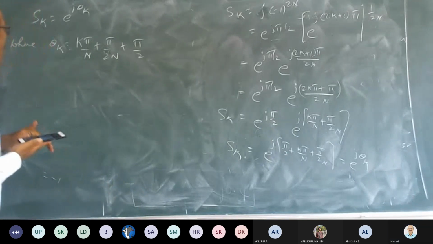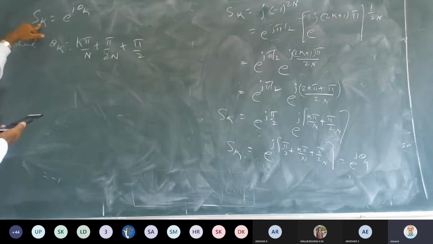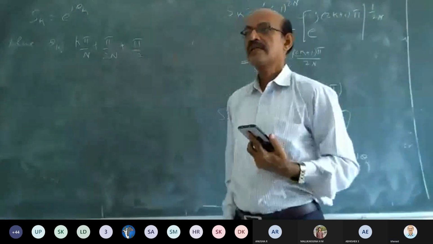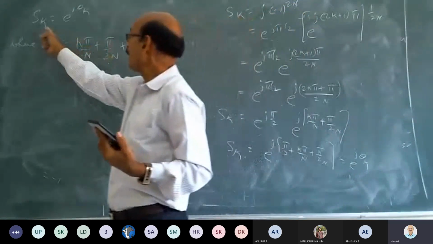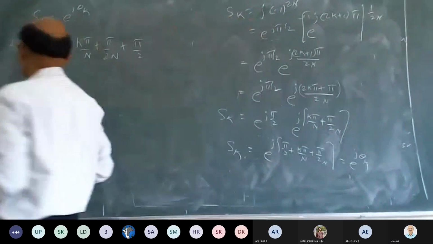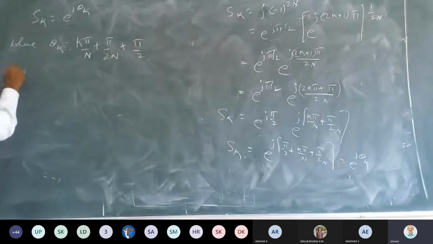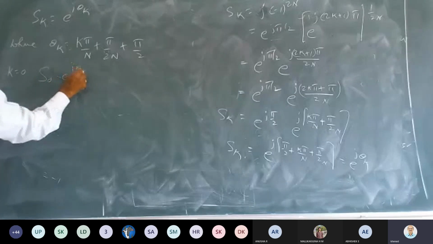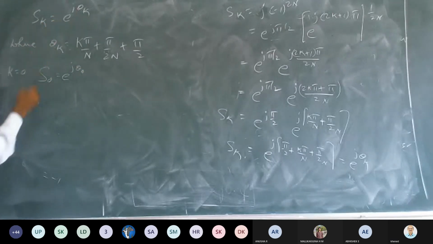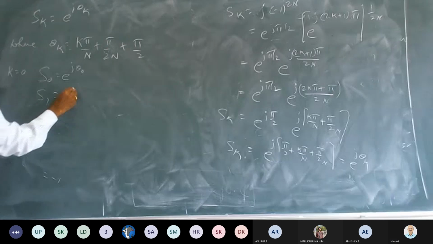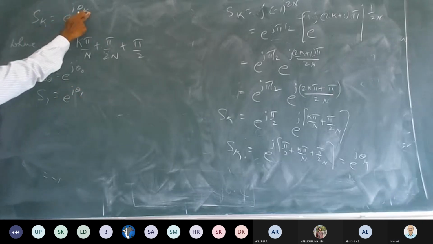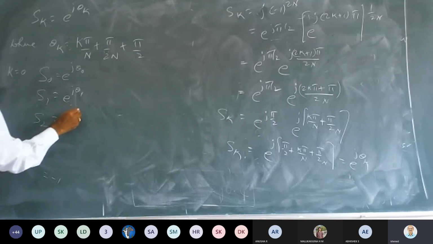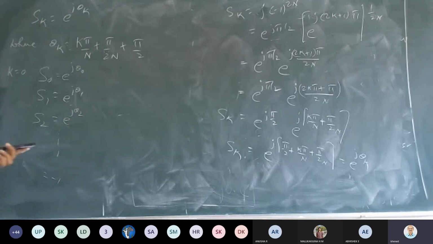So that means I can write down the different values of the poles sk. If I substitute k equal to 0, I'll get the first pole. For k equal to 0, s0 equal to e power j theta 0. S1 equal to e power j theta 1, I'll substitute k equal to 1. If I take k equal to 2, S2 equal to e power j theta 2, and so on. I can write it.